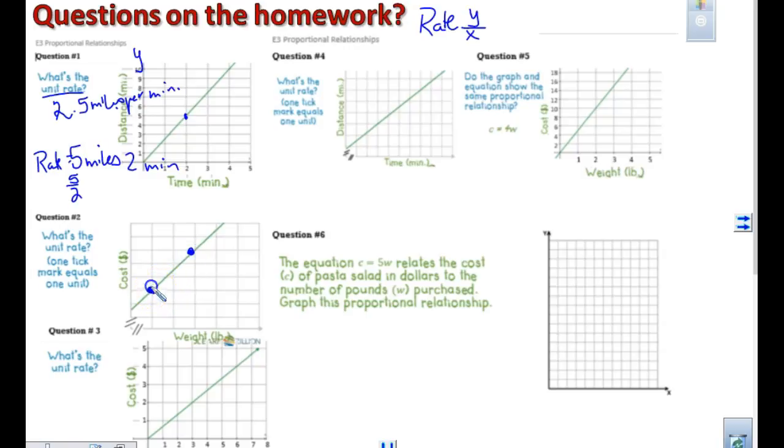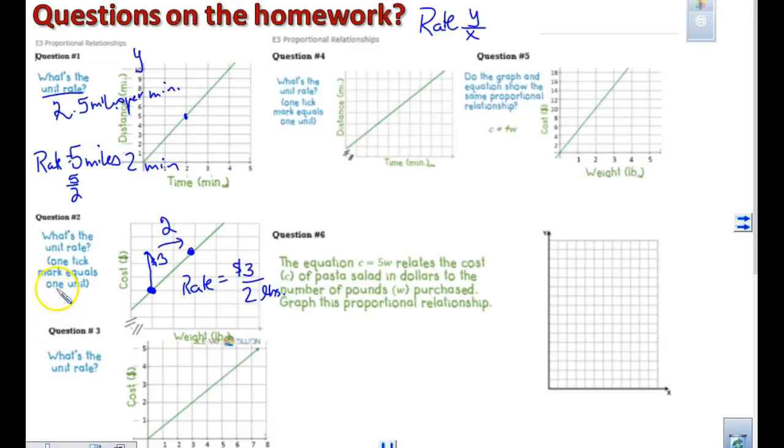Okay, how far did you count up? 3. So we're talking about $3 going up, and then what? Then you go over, and that's 2. And over 2. Again, this is a rate. So my rate for this one is $3 per 2, in this case, pounds. That's my rate.